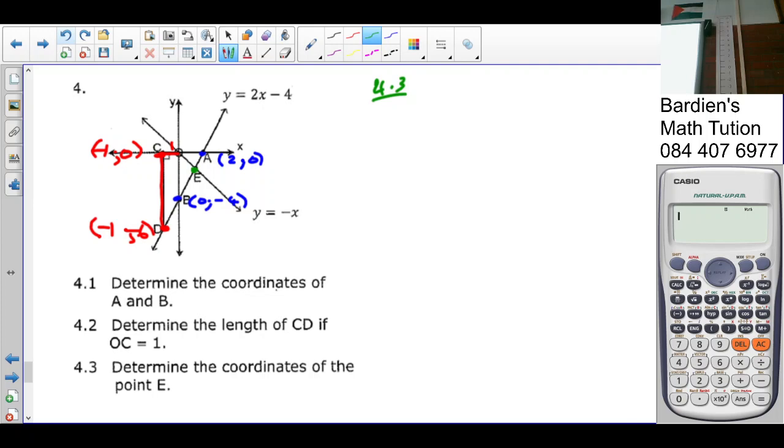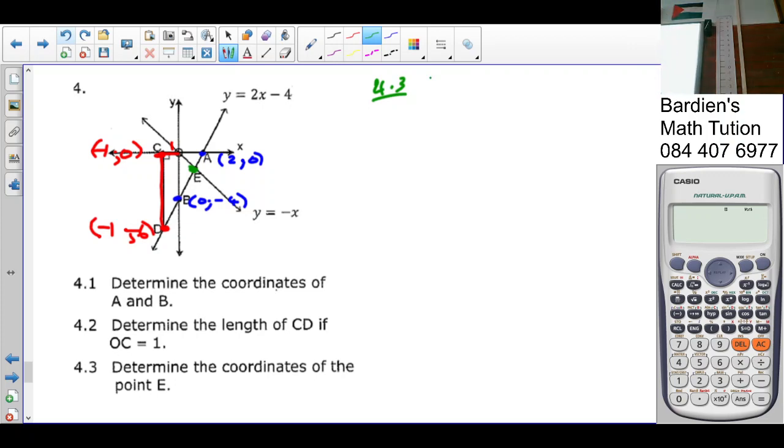We set the two graphs equal to each other. For the points of intersection, we set the two graphs equal to each other. So we're going to perform simultaneous equations there. Why? Because at that point E, the one graph is exactly equal to the other graph. The graphs are equal at that point.